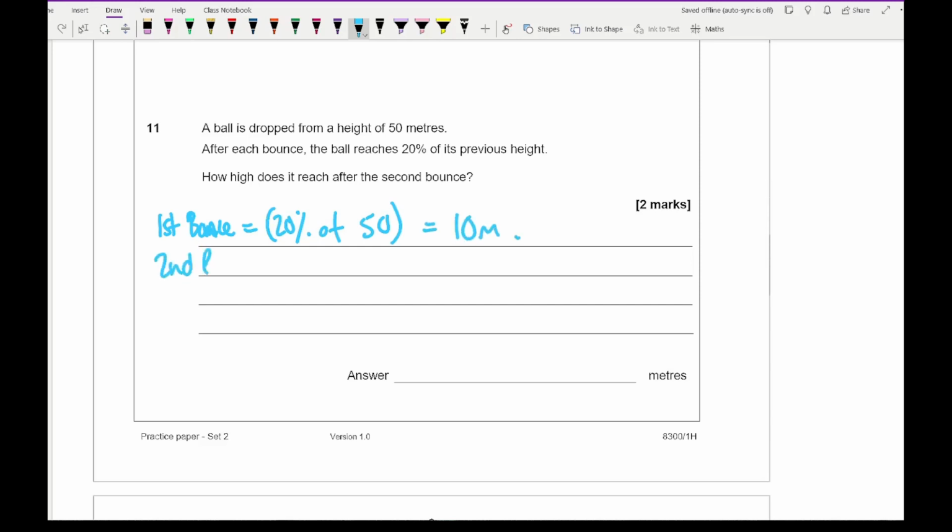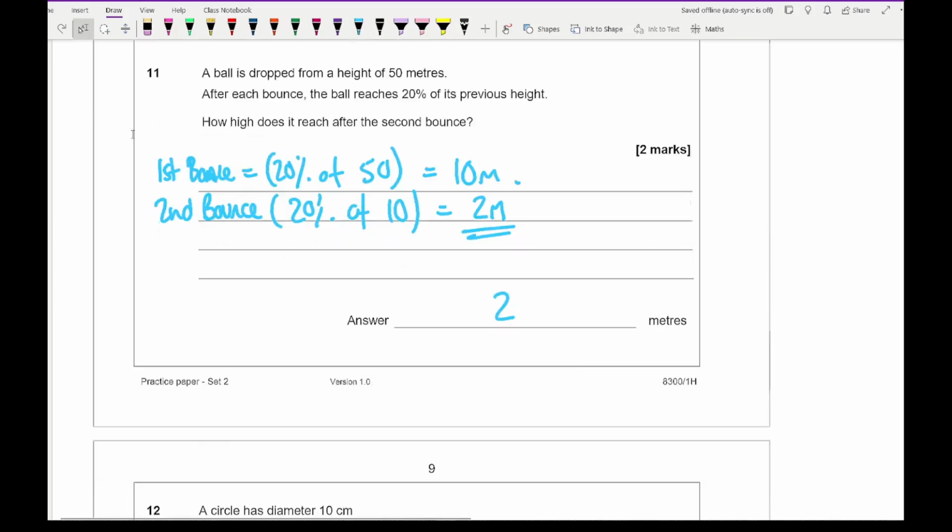And on its second bounce, it's going to be 20% of 10. Well, 10% is 1, so 20% is going to be 2. So then our answer is 2 meters.